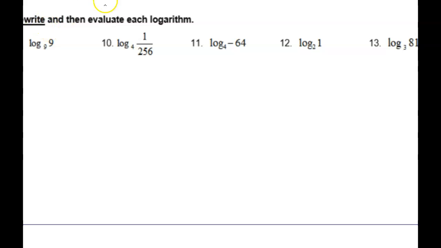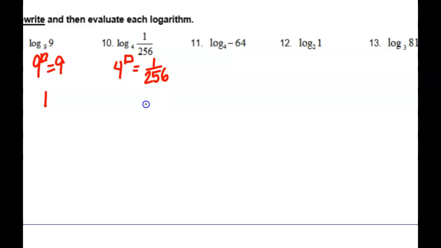So then it does say on your quiz you have to rewrite what these mean. So this would mean 9 to something, and I use a little box. You can put a question mark. You could even put an X. I don't care. 9 to some power equals 9. So that answer is what? 1. This one would mean 4 to some power equals 1 over 256.